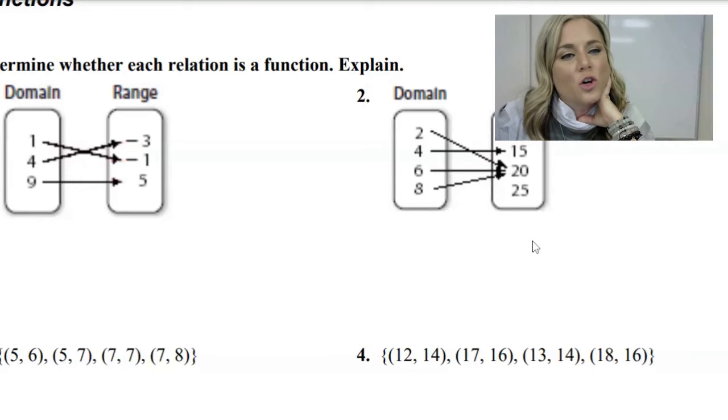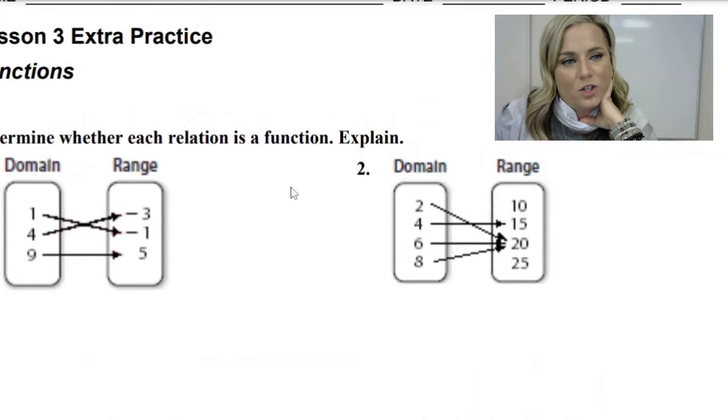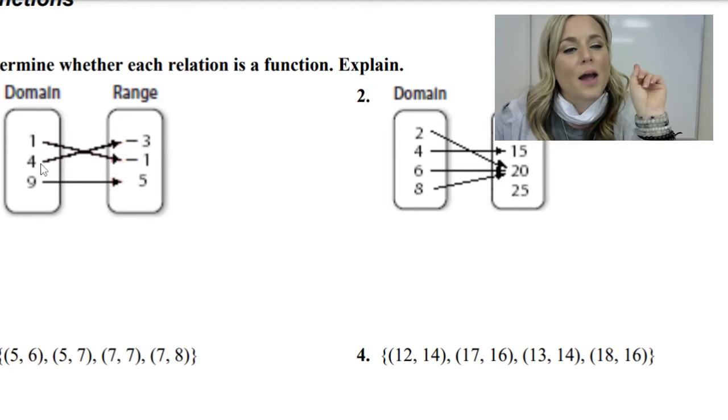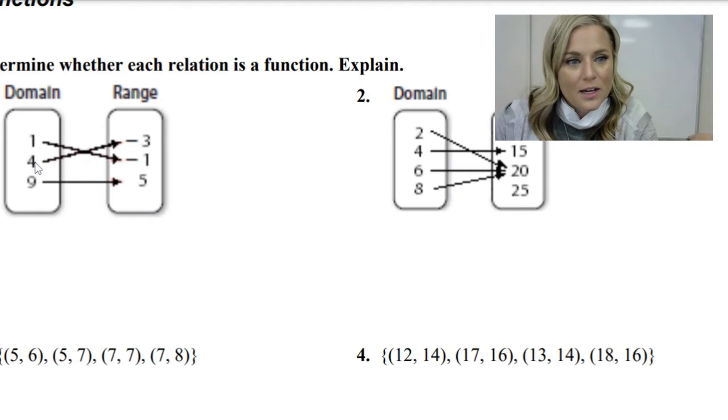So they want us to determine whether each relation is a function, okay? So let's look at the domain, this number 1. My x-coordinate right here is 1. Its y-partner is -1. My x-partner over here is 4, and its y-partner is -3. And then, of course, 9 is my x, and it's paired with y, my 5.